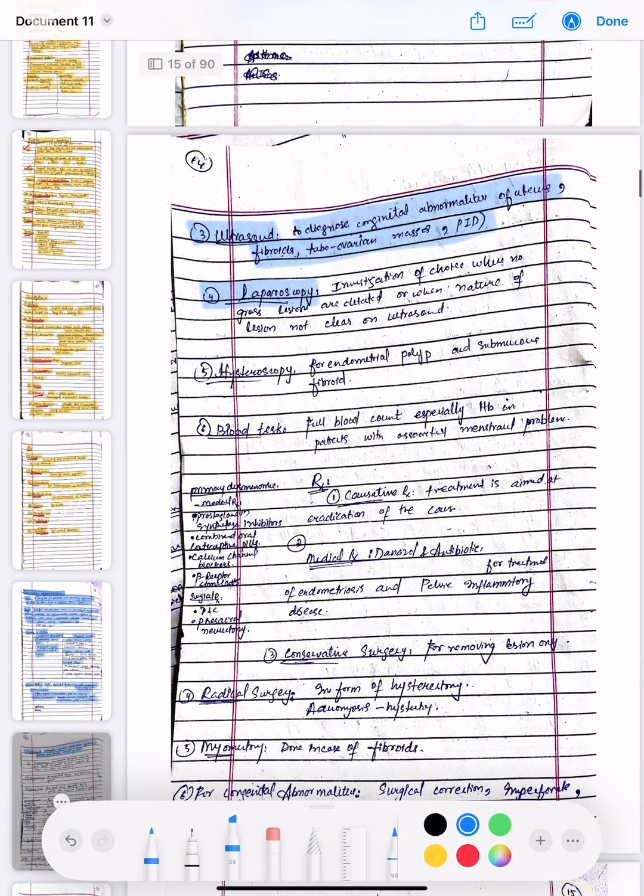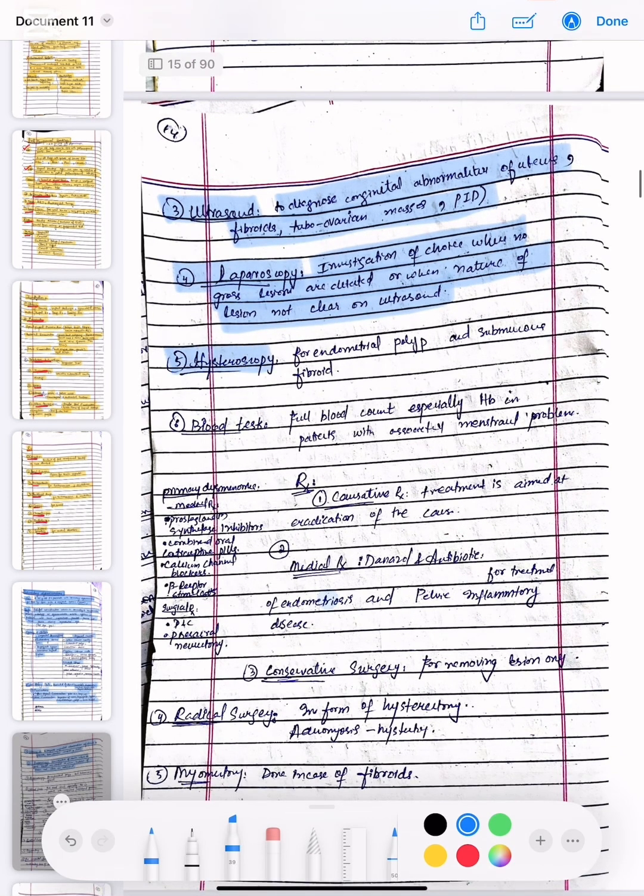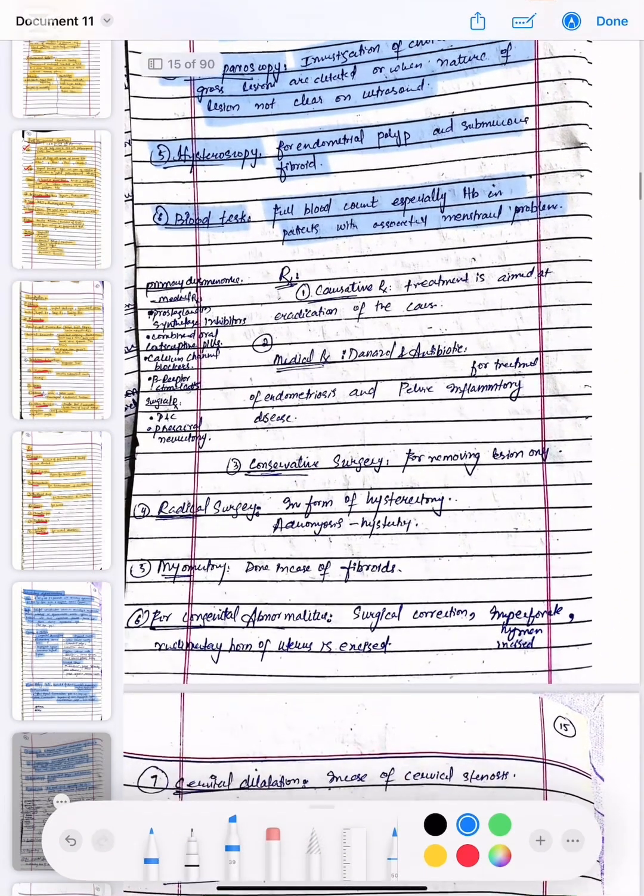Then laparoscopy is done. It is the investigation of choice where no gross lesions are detected or when the nature of the lesions is not clear on ultrasound. Hysteroscopy is done for endometrial polyp and some submucous fibroids. Blood tests are done, that is full blood count, especially Hb in patients with associated menstrual problems.